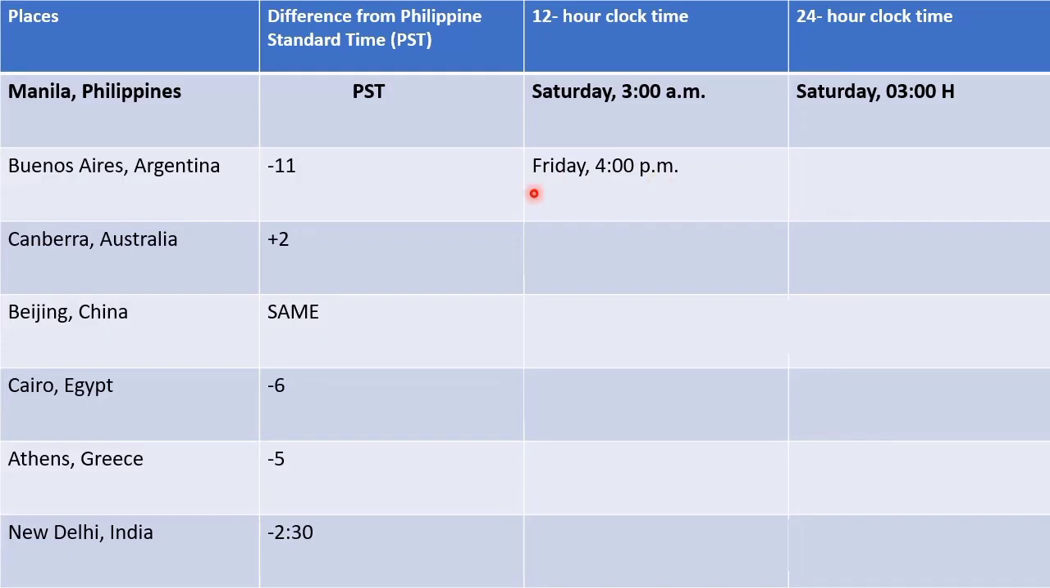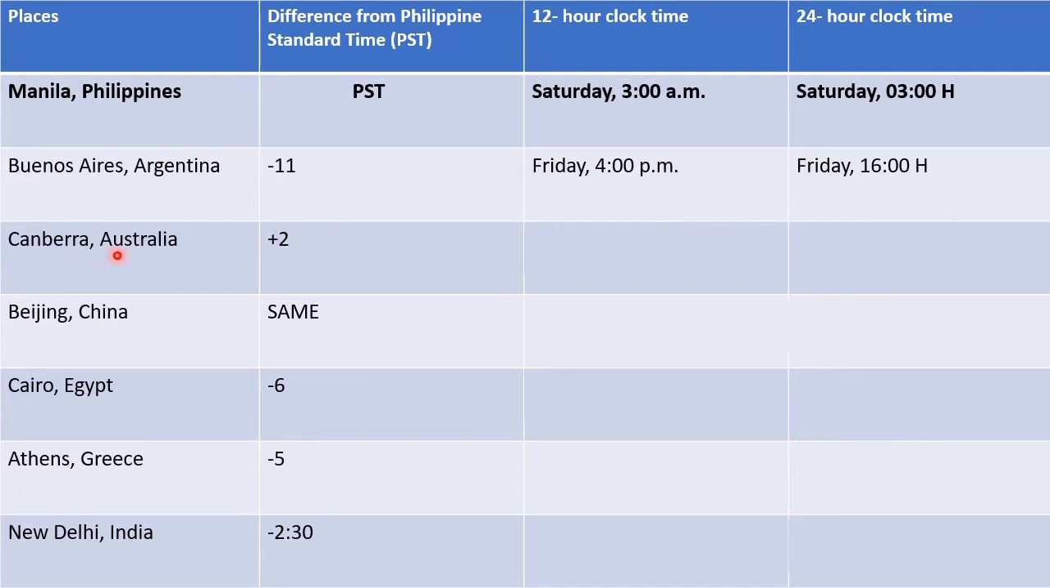And the equivalent of 4 p.m. in 24-hour clock time is, you will just add 12 dito sa 4 p.m. Okay? 4 plus 12 is 16. So, ang equivalent niya ay Friday, 1600 hours.